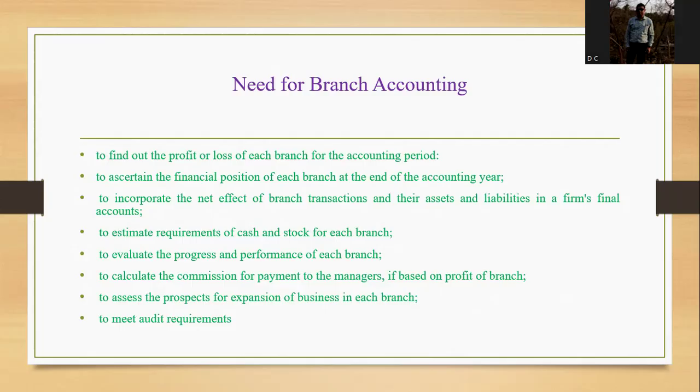To assess the prospects for expansion of business in each branch, whether the branch will be expanded or not, that also depends on the head office.